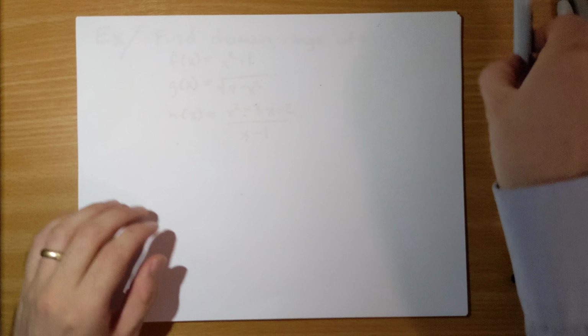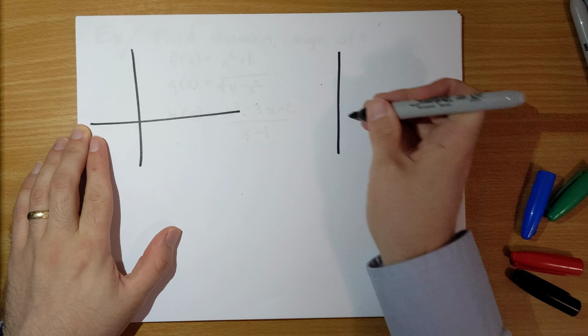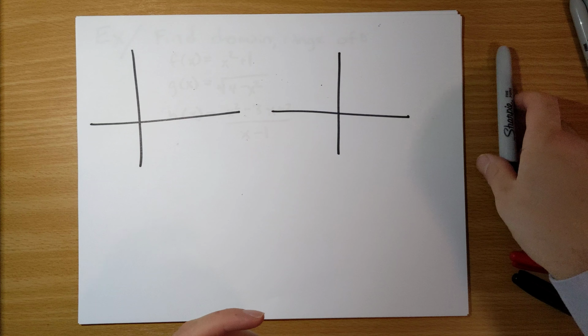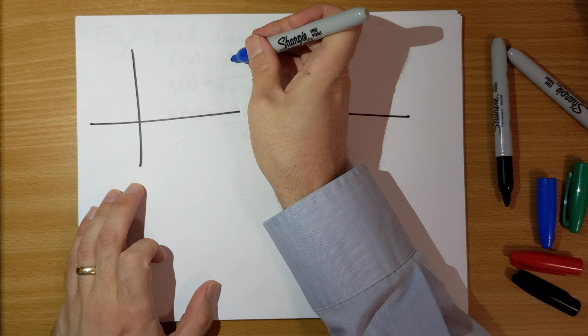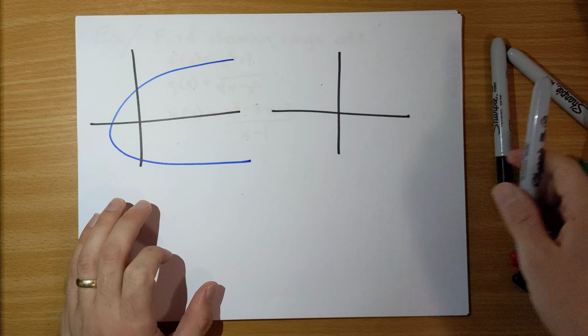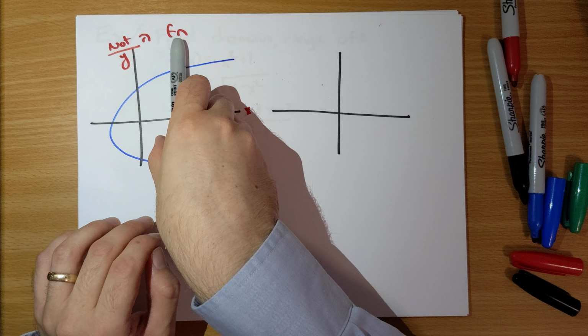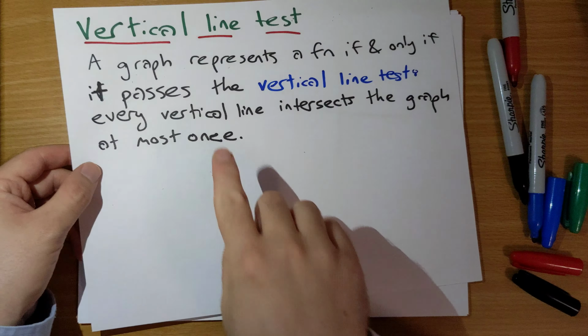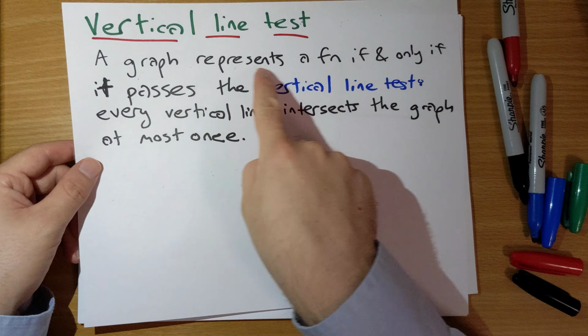So let's draw an example. Let's draw two different examples. One is a function, one is not a function. So here, this is not a function. X and y here. Why is this not a function? Because it's failing the vertical line test. A graph represents a function if and only if every vertical line intersects the graph at most once. Here's a vertical line that intersects our graph twice.